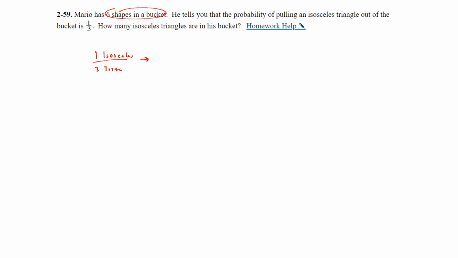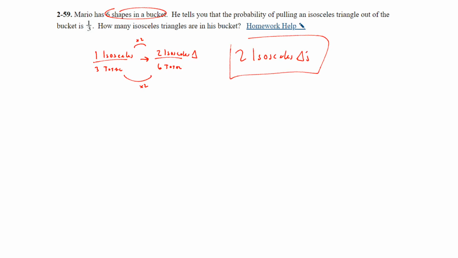So this means that if we have 1 out of every 3, then if there's 6 total, because you multiply that by 2, so 3 times 2 would give us 6 total, then we could take 1 times 2 to get 2 isosceles triangles. So there's 2 isosceles triangles out of a total of 6. And so there you go, and once again, make sure you answer the question that's being asked.